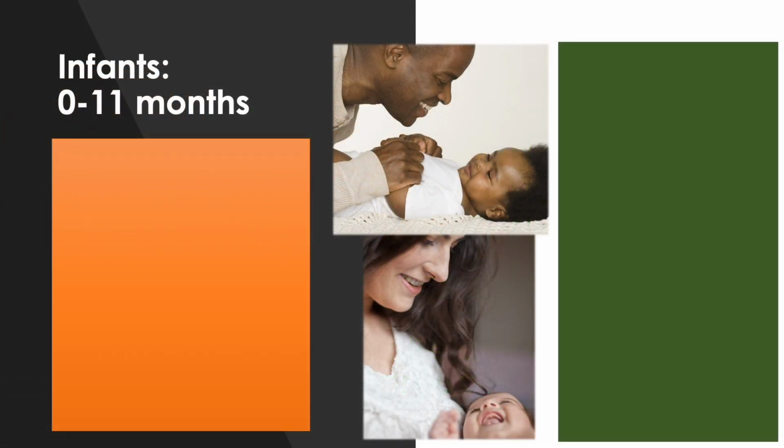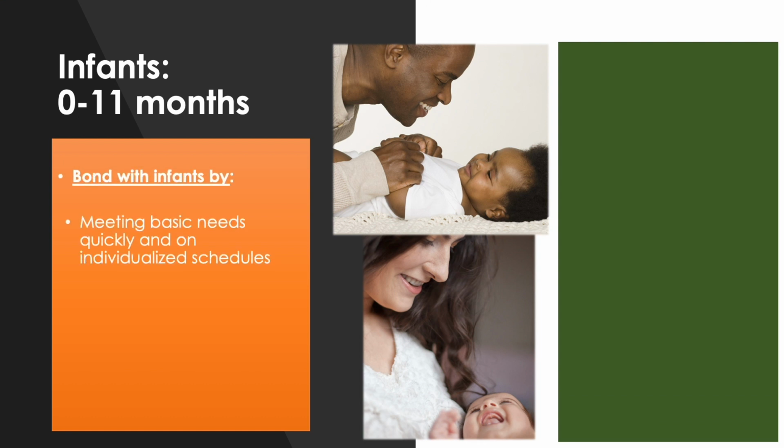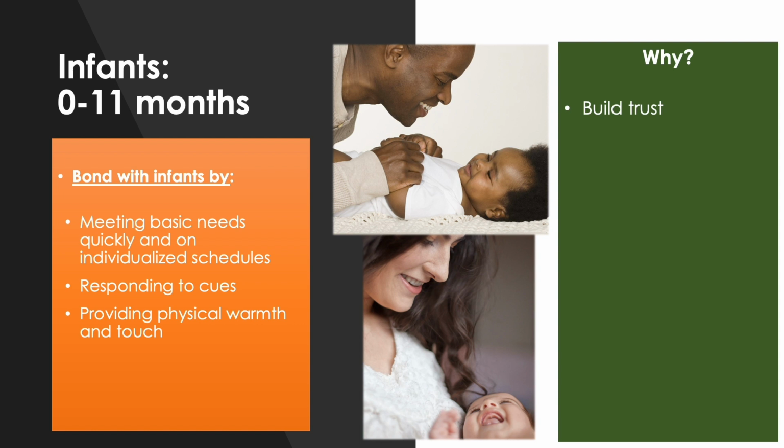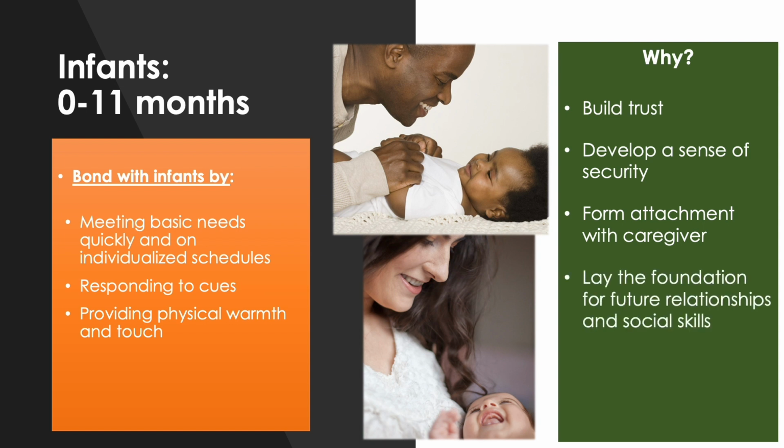As caregivers to young infants, 0 to 5 months, it is important to bond with them. This fosters trust and security. We can bond with young infants by meeting their basic needs quickly and in a supportive manner, identifying and responding appropriately to his or her cues, such as hunger, sleepiness, discomfort, etc., and providing physical warmth and touch, such as holding, smiling, and doing finger plays. All of these actions are important because they build trust, help infants develop a sense of security, form an attachment with the caregiver, and begin laying the foundation for future relationships and social skills.